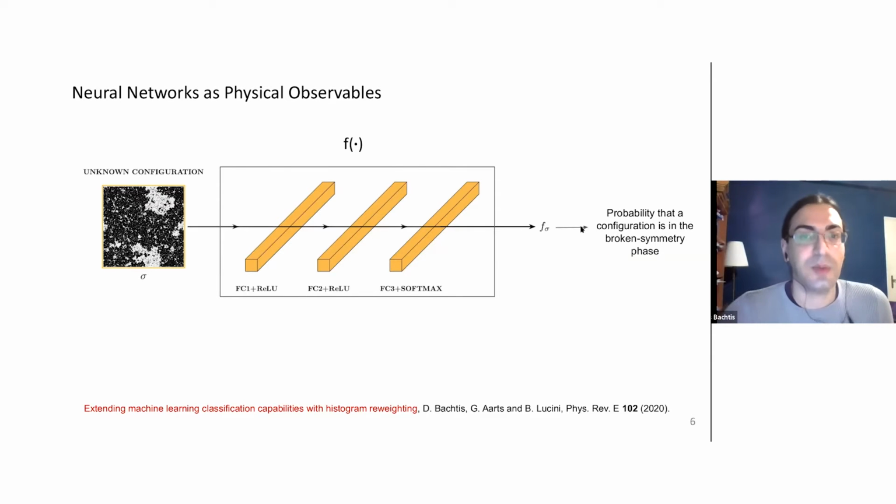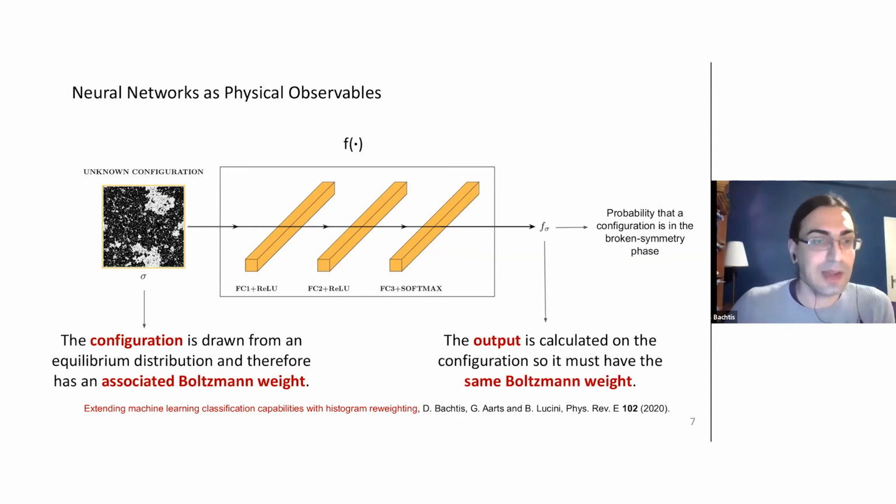At this point, we can actually make the first important observation. This configuration has been drawn from an equilibrium distribution, so it has an associated Boltzmann weight. The output is a physically meaningful quantity. It expresses the probability that this configuration belongs in the broken symmetry phase, and this quantity has been calculated on this configuration based on a series of transformations. So we expect that the output should have the same Boltzmann weight as this configuration.